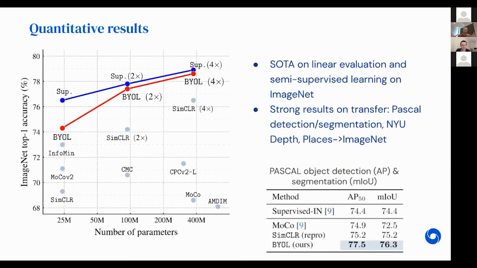Now, there's quite a few results in our paper, and I'm only going to scratch the surface of them, but the summary is that at publication time, we had state-of-the-art on linear evaluation, on semi-supervised learning with few labels on ImageNet, and also strong results on transfer to Pascal detection and segmentation, NYU depth estimation, and also training BYOL on the Places data set and then transferring to ImageNet. And in essentially all cases, we are outperforming SimCLR by a comfortable margin. So BYOL works, but the question is why?